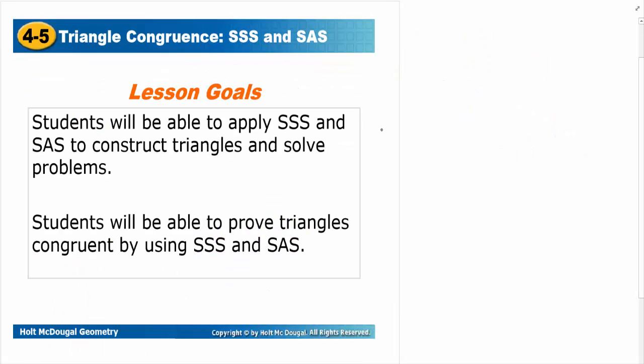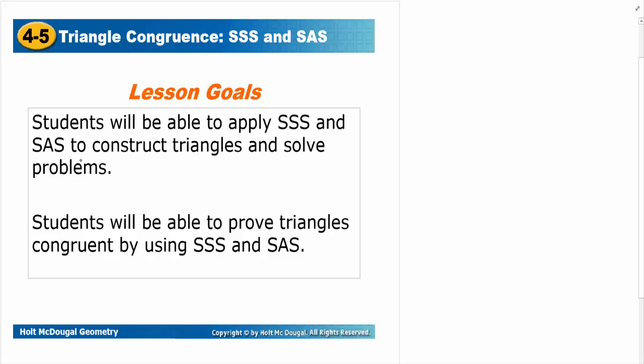So today we're going to be learning about 2 congruence theorems. Again, 4.5 and 4.6 kind of go together. You'll see that as we go through each lesson. For 4.5, we're going to learn about side, side, side, and side, angle, side. And in 4.6, we'll learn about angle, side, angle, and angle, angle, side.